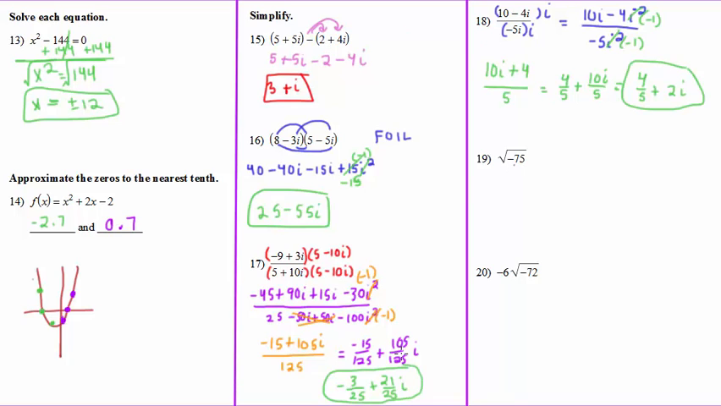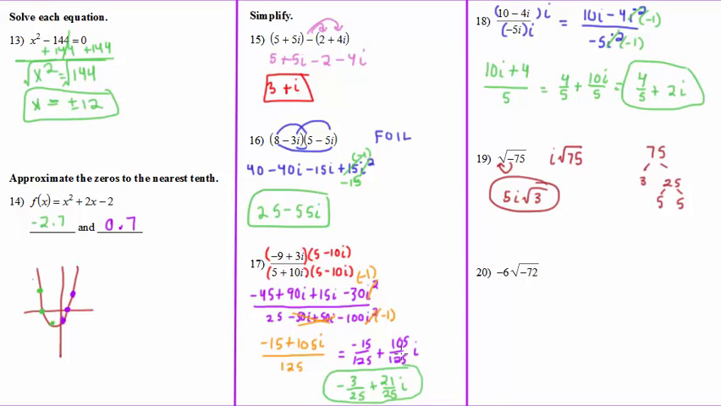On 19, it just wants me to simplify the square root. So I take the negative out, and that gives me i square root of 75. But if I factor tree 75, I'll see that I have a pair of numbers, 5 and 5. And so I can take a 5 out. 3 gets left on the inside. So this is 5i square root of 3.